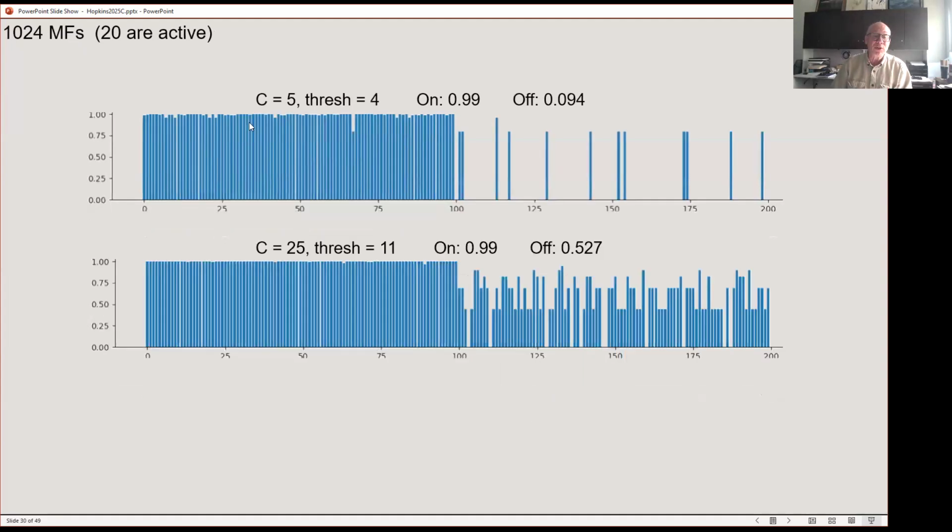So let's do some more comparisons. Here's that same granule cell, convergence 5, threshold 4. It's good at saying which mossy fibers are active. It's got some misinformation. But if we compare a granule cell with convergence 25, and I chose threshold 11 because that would produce about the same amount of granule cell activity for any given mossy fiber input, you can see again, it's pretty good at telling which mossy fibers are active, but the misinformation has now grown rapidly.